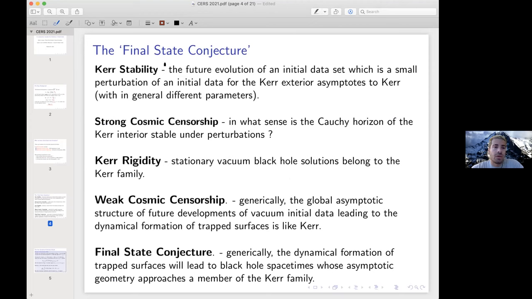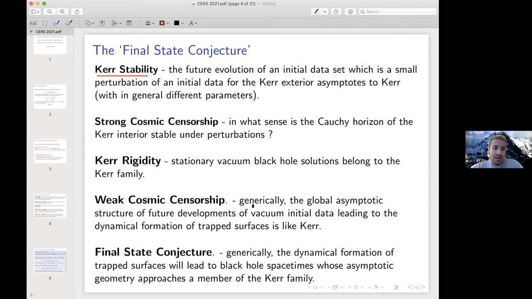One is kind of obvious to see what this is saying. So Kerr stability: you have an initial data set for the Kerr exterior. You perturb that initial data, does it still produce a Cauchy development which is like Kerr? So does it asymptote back to Kerr? Strong cosmic censorship we won't be talking about, but essentially you could think of it as the conjecture whether or not the Cauchy horizon is stable under perturbations. Rigidity is whether stationary vacuum black hole solutions belong to the Kerr family.